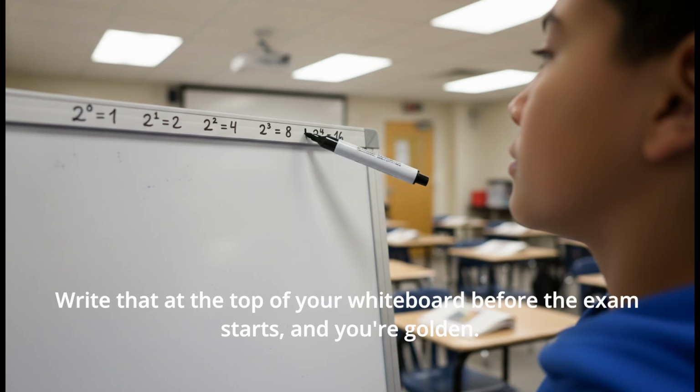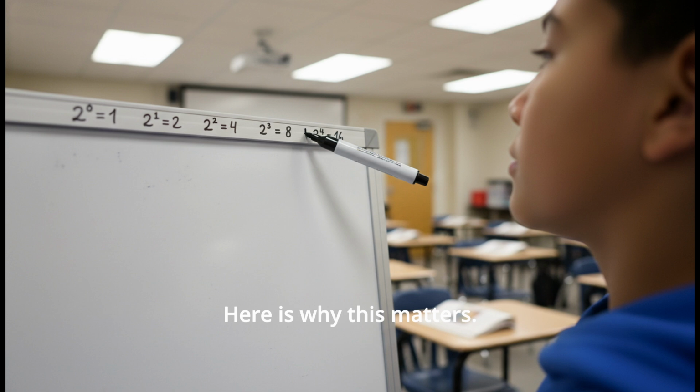And honestly, you probably already know it. It's the powers of 2. 128, 64, 32, 16, 8, 4, 2, 1. That's it. That is your entire toolkit. Write that at the top of your whiteboard before the exam starts, and you're golden. Here is why this matters.